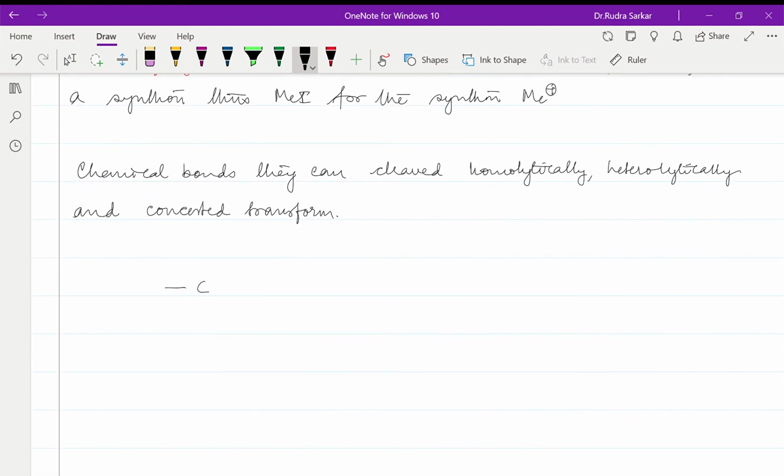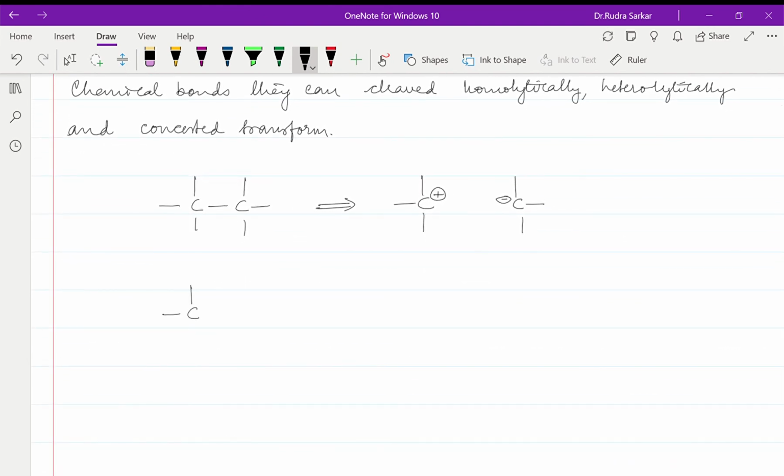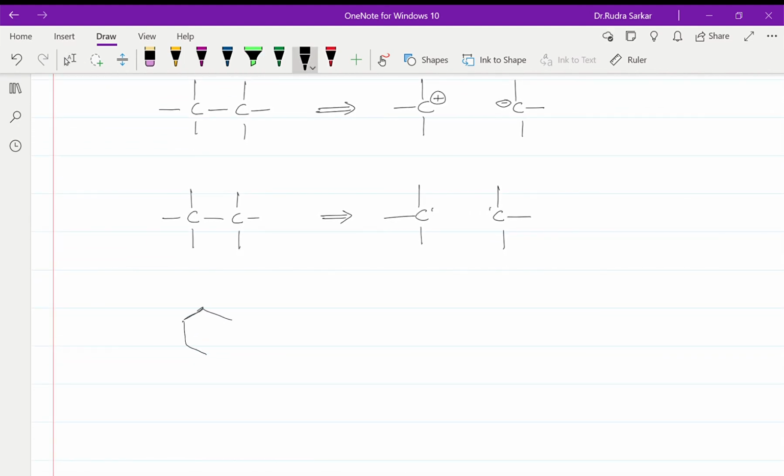Now what does it mean when I say all this? Suppose I have a C-C bond like this and I want to disconnect this heterolytically. That means there will be a production of a positively charged carbocation, also called the electrophile, and a negatively charged carbanion, which is called the nucleophile. Or it can be cleavage in such a form that it leads to the formation of radicals. So this will be a homolytic cleavage, okay, something like that. Or it can be, as we said, a concerted transform in which we have the formation of a butadiene along with the formation of an ene. Okay.